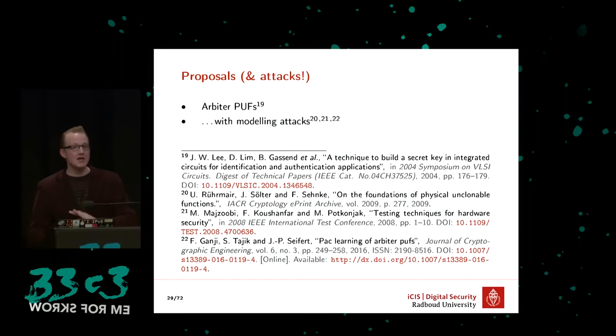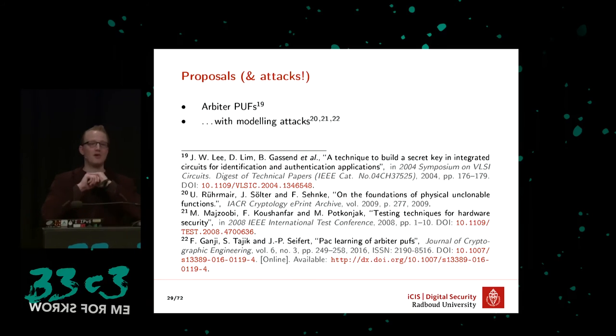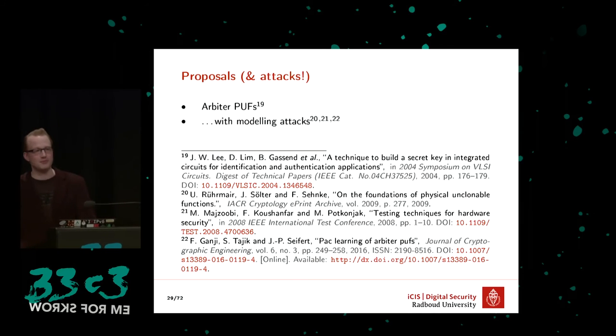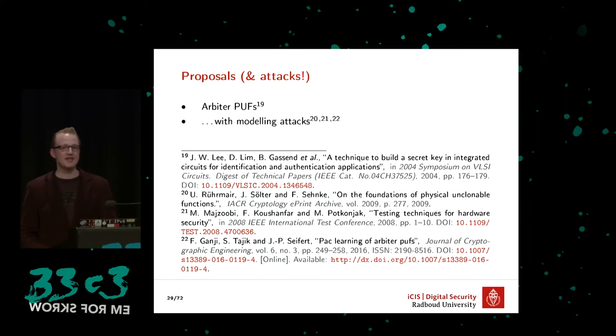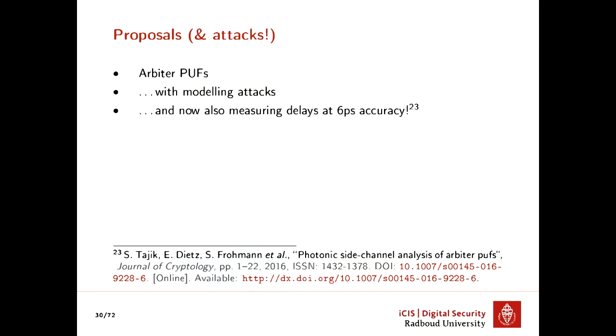I would highly recommend this paper, PAC Learning of Arbiter PUFs. Basically, the idea is you have 30,000 challenge response pairs, and that's enough to give you 100% accuracy on a 256-bit challenge PUF. That's not good. This doesn't really work if you can model it that way. And you can also use optical measuring of signals through devices at 6 picosecond accuracy. So these things might not be around for much longer.